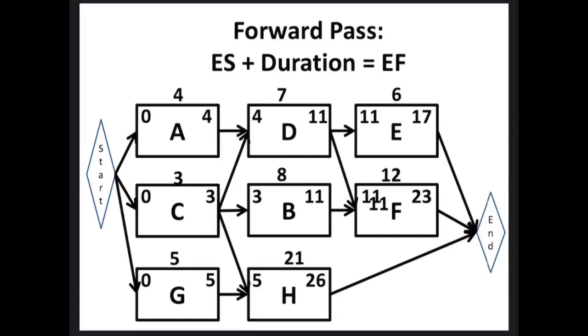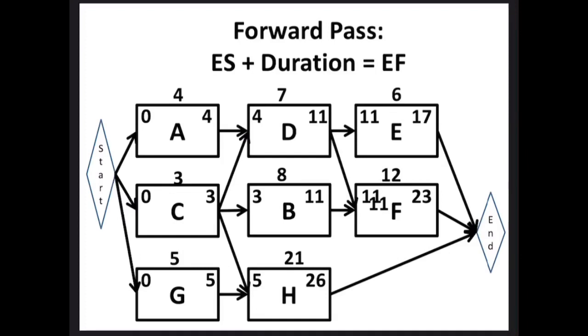Activity F as in Francisco. So F has two predecessor activities. What does that mean? That means that F needs two activities to be finished before it can start. It needs activity D as in David and B as in Bravo. However, both of them have the early finish of 11, which is a no-brainer. It's the same number. So F is going to be 11, plus its duration of 12 gives us the early finish of 23.